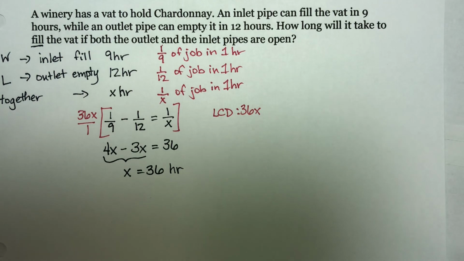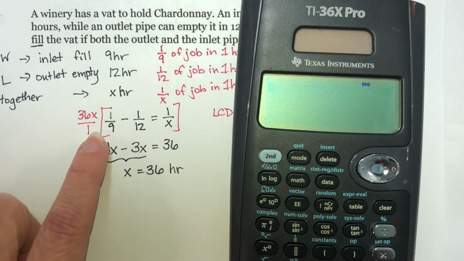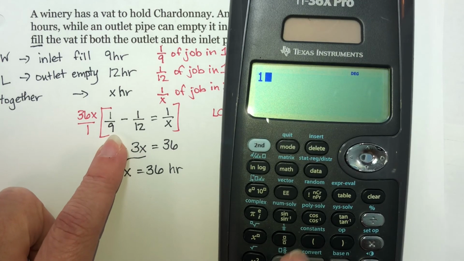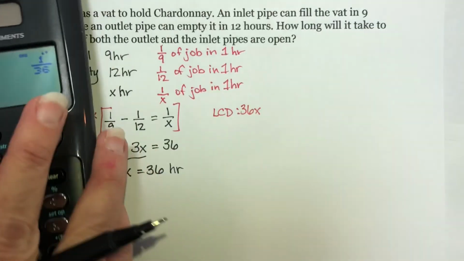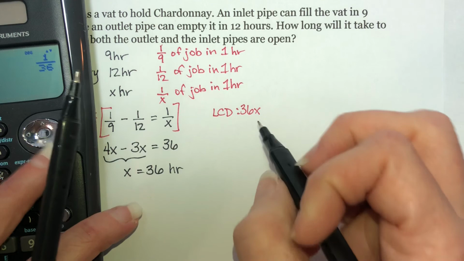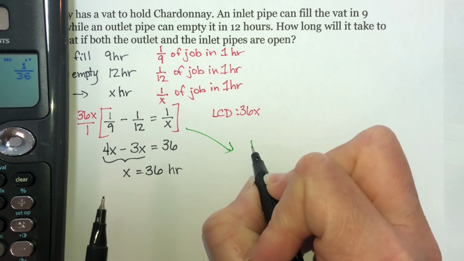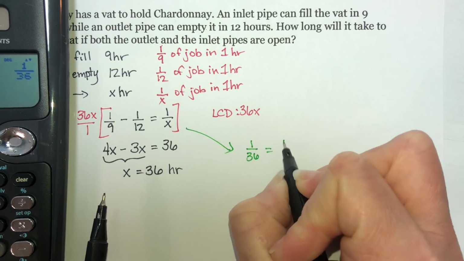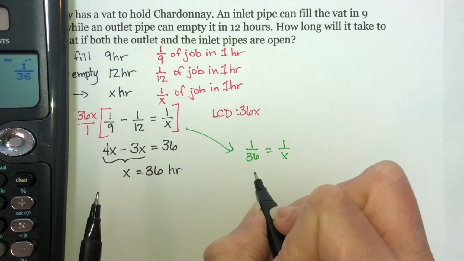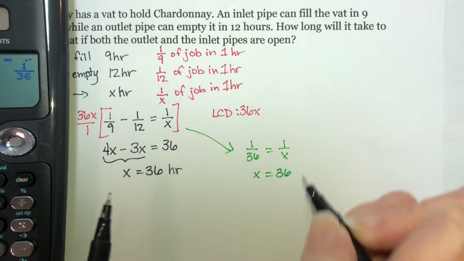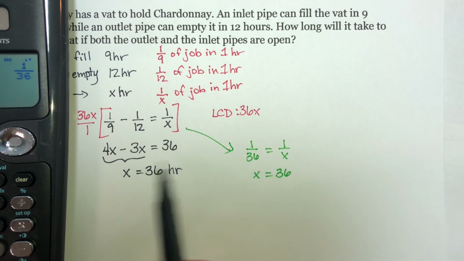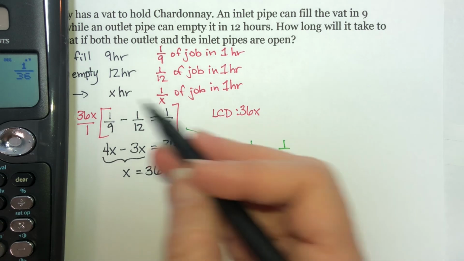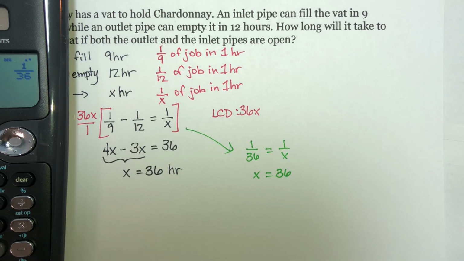One other thing I want to point out is right here, if you had wanted to use your calculator and done 1/9 minus 1/12, you would see that it's 1/36. So over here, I could have had 1/36 is equal to 1/x. And then if you cross multiply, you get x equals 36. So if you aren't afraid of fractions, you can get your answer more quickly than finding the LCD and killing them. But this also definitely works. You'd get 36 hours no matter what.